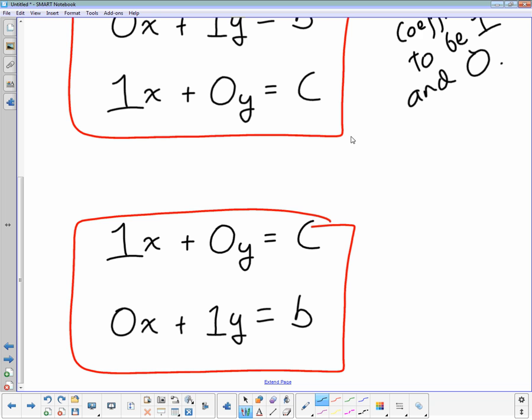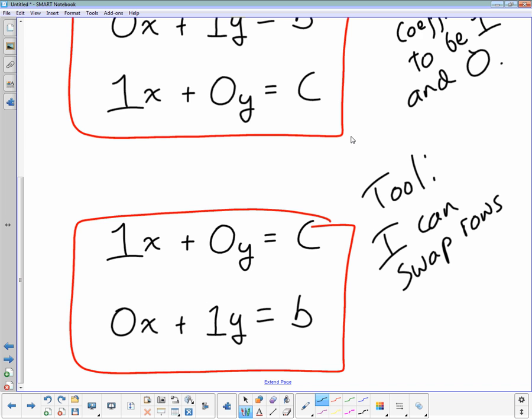Okay, rule, or maybe I shouldn't say rule. I should say tool. Why does it make a difference? It makes a difference when we don't just have two things. Maybe we have like 50 things. Maybe we have a system of equations of 1,000 variables, and we need 1,000 equations in order to solve it, right? Swapping rows makes life easier sometimes.